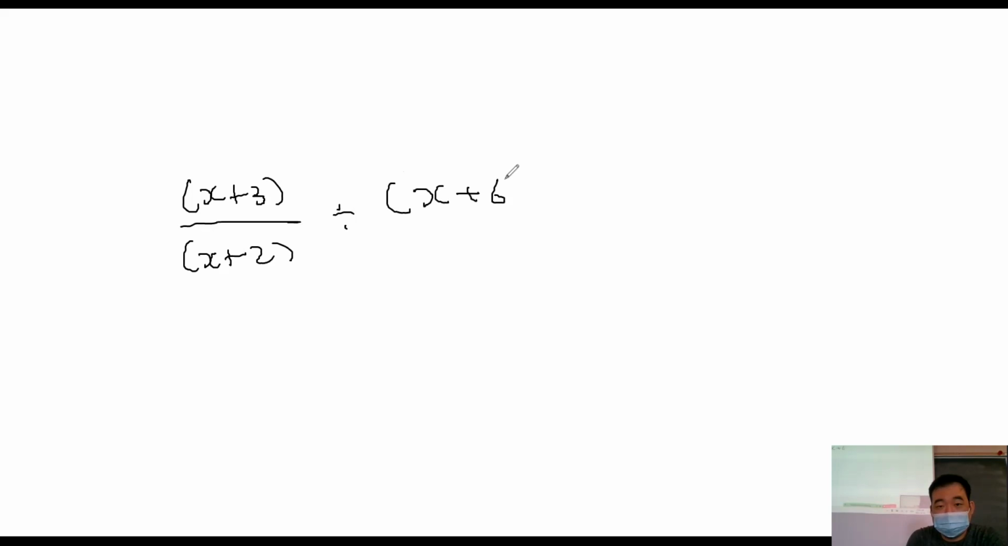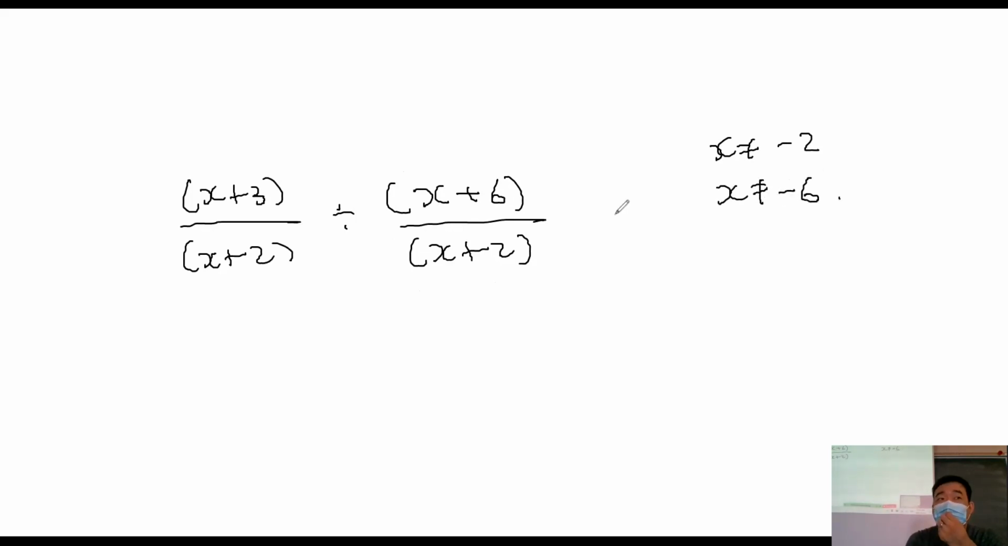Here's an example. Do you remember, this is the very first unit in grade 11. Grade 11s right now, they sort of finished it last week. Do you remember if I had (x plus 3) over (x plus 2) times or divided by (x plus 6) over (x plus 2)? What are the restrictions? X cannot be a negative 2. And you can't divide by a 0. So x also can't be a negative 6. Do you remember that? No?